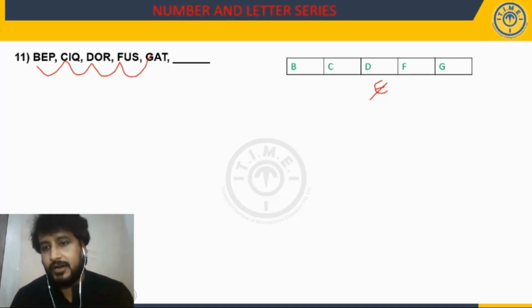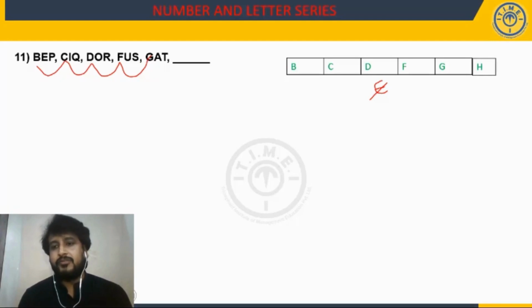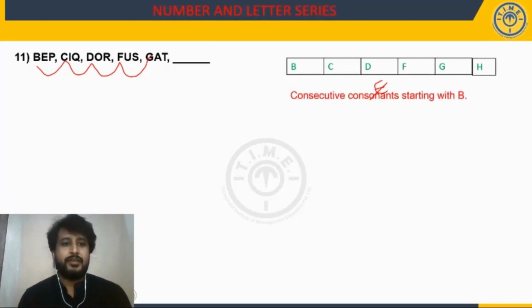So after G, the consonant will be H. After G, the consonant is H. What is the logic here? Consecutive consonants starting with B.